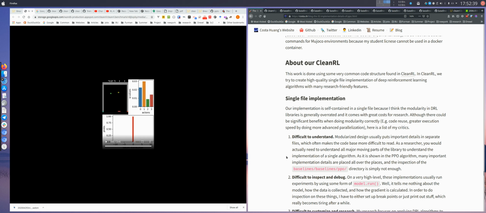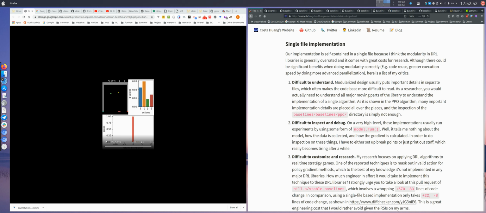A lot of the details are actually distributed in all kinds of files all over the place. And the inspection of the baselines' PPO directory is simply not enough. It's also difficult to inspect and debug. As I was trying to figure out where those things are, I had to set up breakpoints. And if I want to print out something, that is very difficult. I have to use a breakpoint every time. This makes iterations very slow.